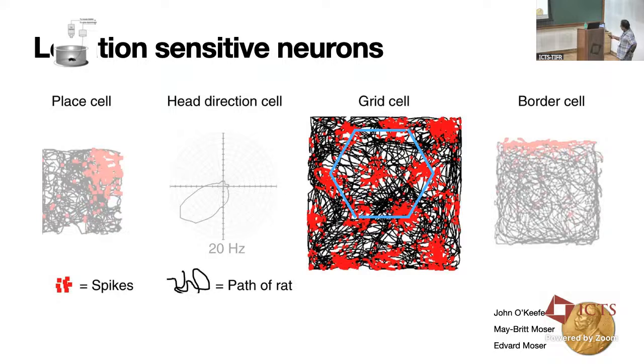And for work done, John O'Keefe was the first person to discover these place cells. Edward and Maybrit Moser and their lab discovered the grid cells, and they won the Nobel Prize for this. I think it was in 2014. They got the Nobel Prize in Physiology and Medicine. All right.